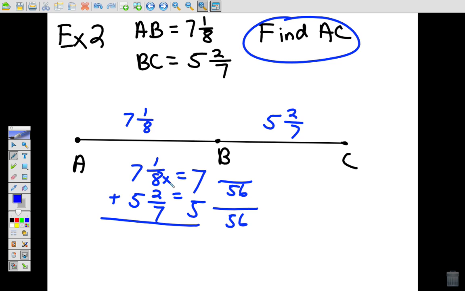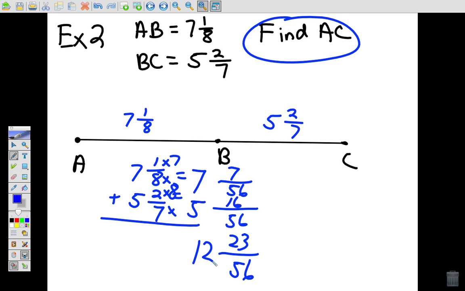Let's see, 8 times what is 56? 7, so I take the top times 7. 7 times 8, so take the top times 8, 16, right? Now add those together. So over 56, I get 4, 5, 6, 7, 23, and 7 and 5 is 12.